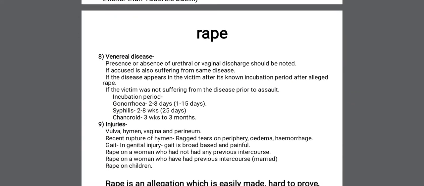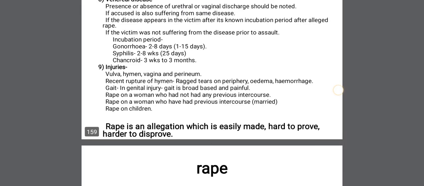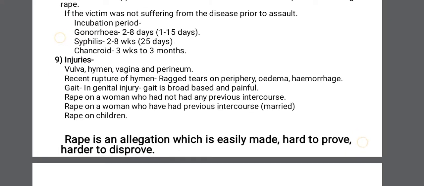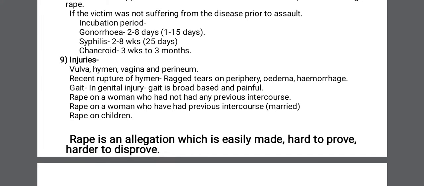Then venereal disease, we have seen all the details of gonorrhea, syphilis, chancroid, how you should go for that incubation period. Then injuries to the vulva, hymen, vagina and perineum, that is again important. Recent rupture of the hymen will be manifested by ragged tears on the perineum, on the periphery, or with edema and hemorrhage. Because of genital injury, she will not be able to walk properly. That's why she will be walking with legs apart, and the gait will be very painful.